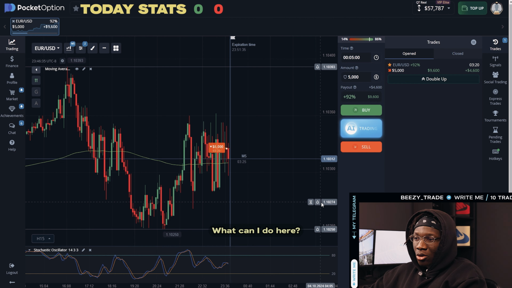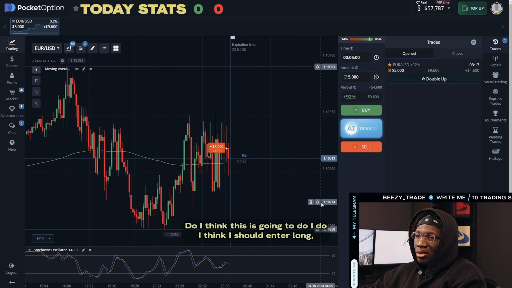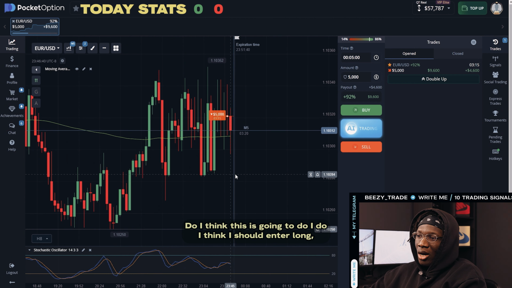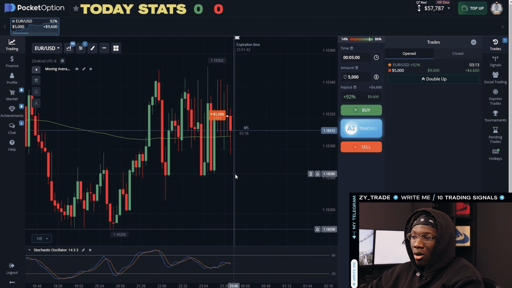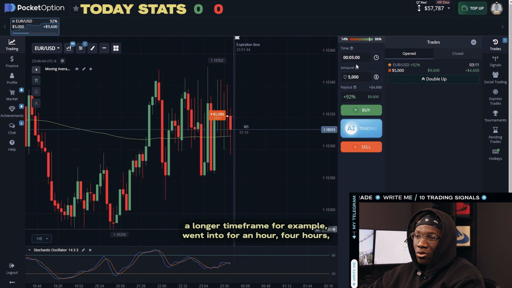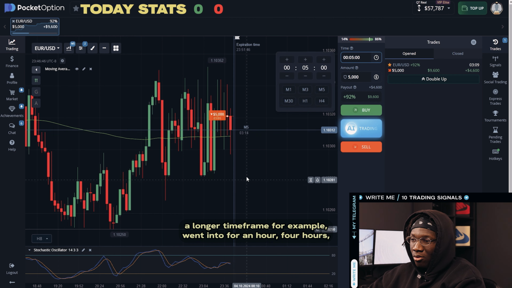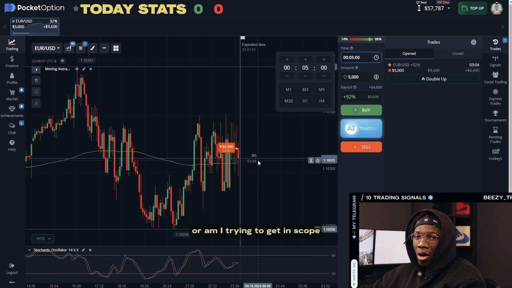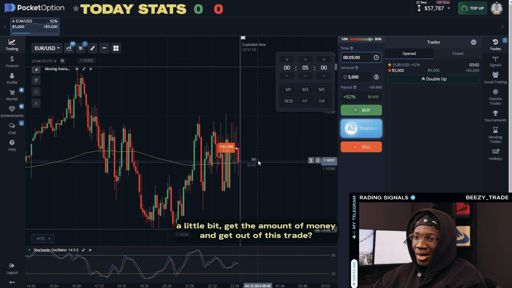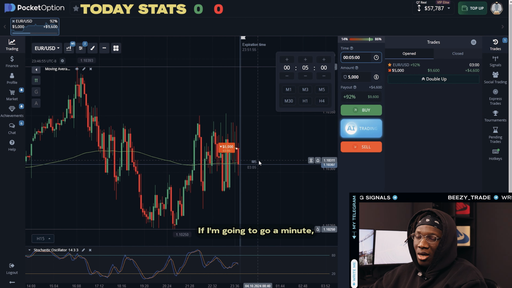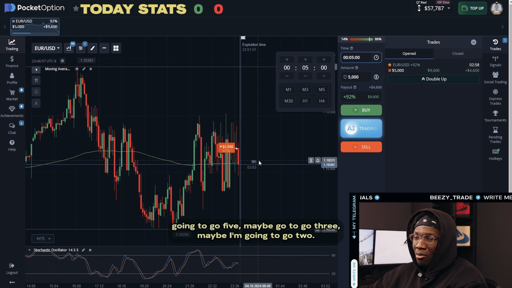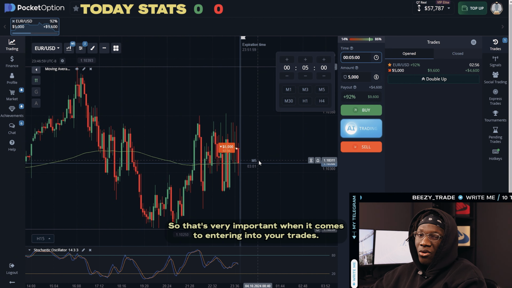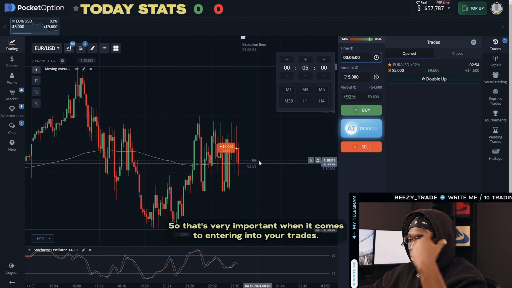what can I do here? What trades will be profitable? Do I think I should enter long on longer time frames? For example, if you want to enter for an hour, 4 hours, or am I trying to get in, scalp a little bit, get the amount of money and get out of this trade? Maybe I'm gonna go a minute, maybe I'm gonna go 5, maybe 3, maybe 2. So that's very important when it comes to entering into your trades.